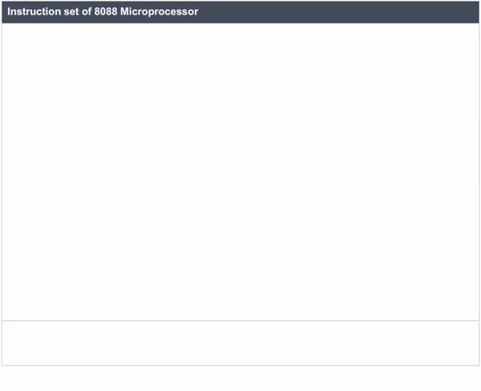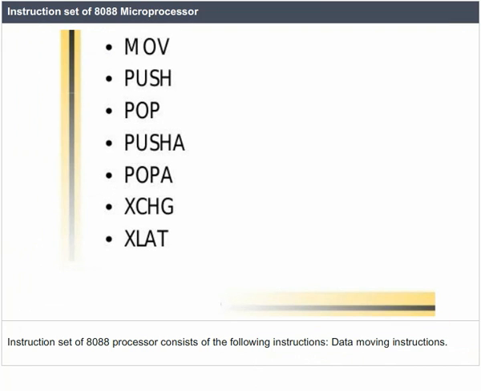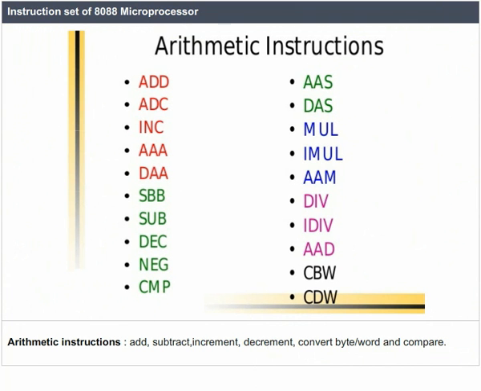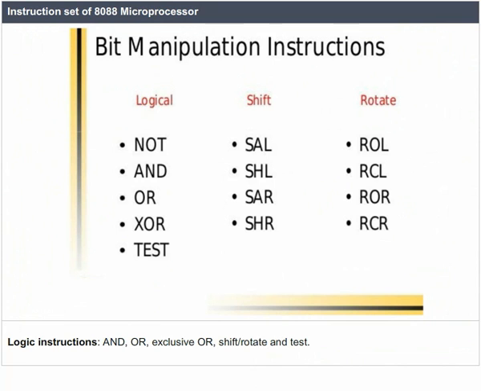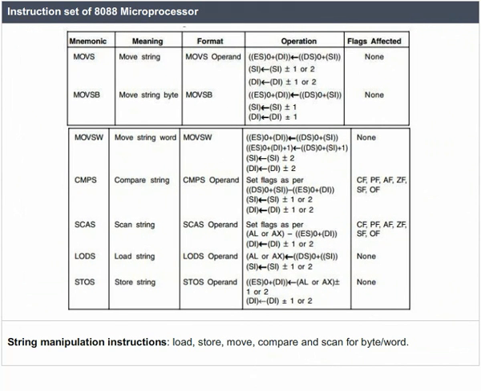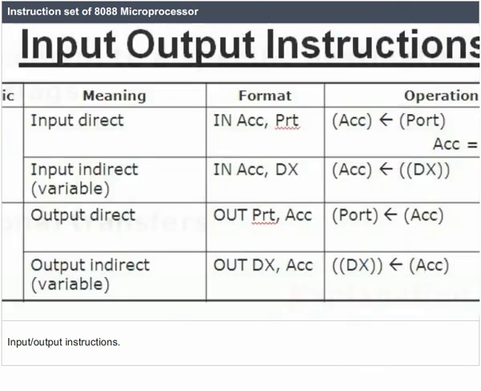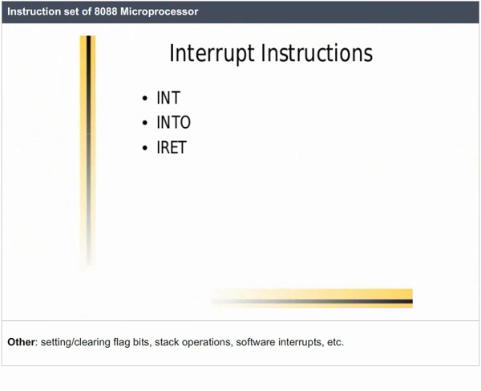The instruction set of the 8088 processor consists of the following instructions: data moving instructions; arithmetic instructions: add, subtract, increment, decrement, convert byte, word, and compare; logic instructions: AND, OR, exclusive OR, shift, rotate, and test; string manipulation instructions: load, store, move, compare, and scan for byte, word; control transfer instructions: conditional, unconditional, call subroutine and return from subroutine; input-output instructions; and others: setting, clearing flag bits, stack operations, software interrupts, etc.